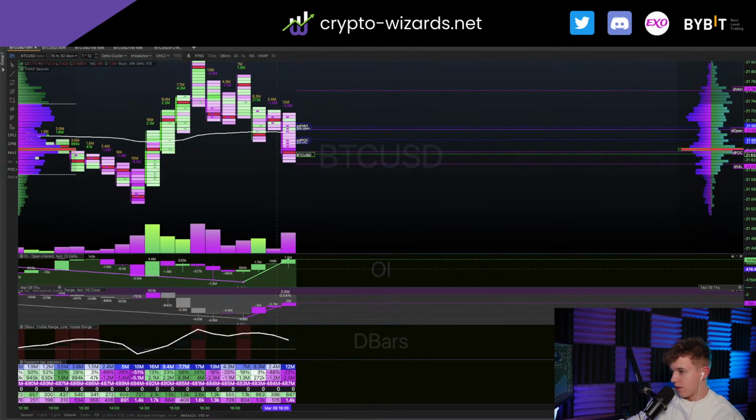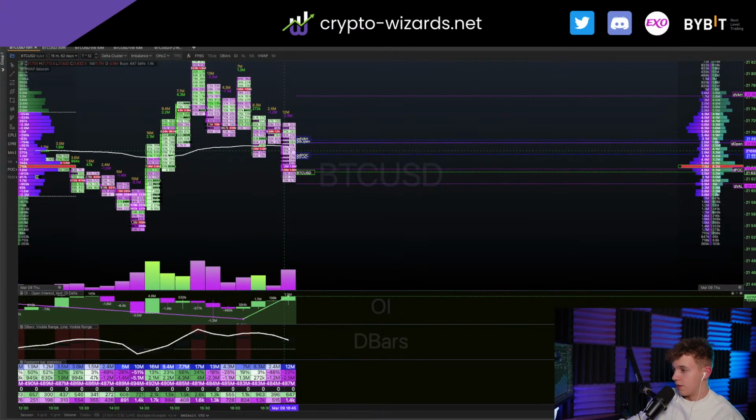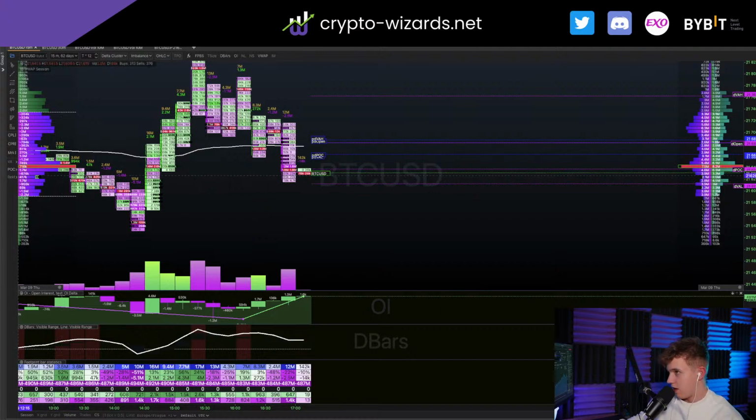Yeah, shorts are still being very aggressive here. Open interest going up. If we open the rekt bubbles, yeah, rekting quite a decent amount of positions here.